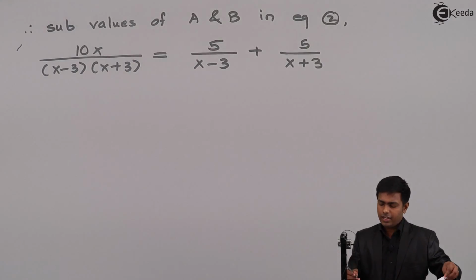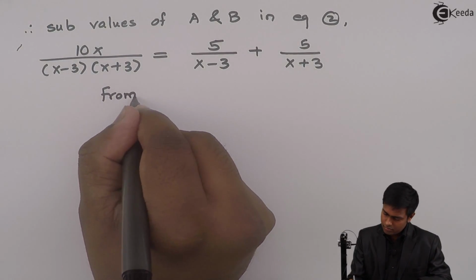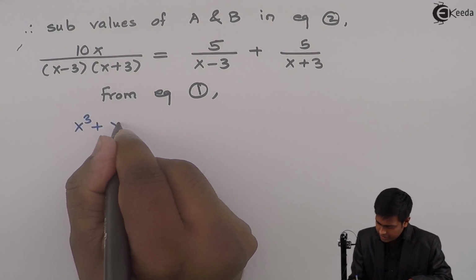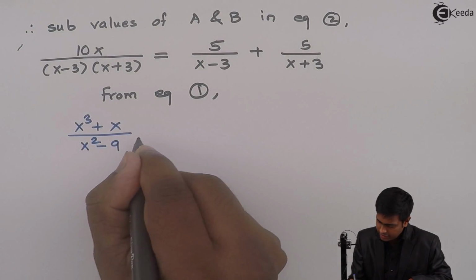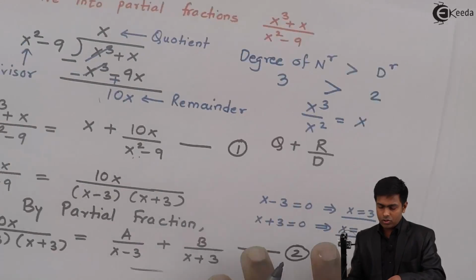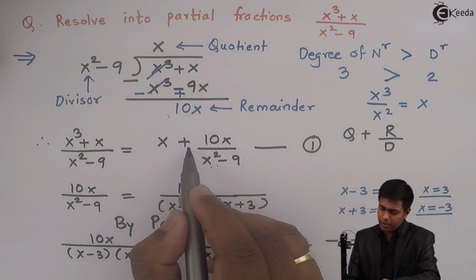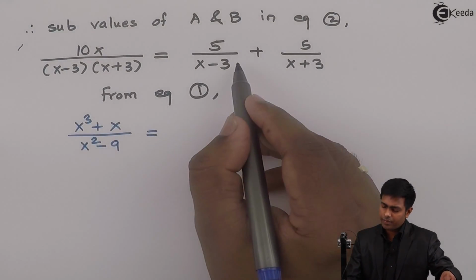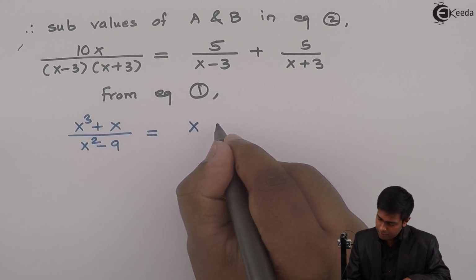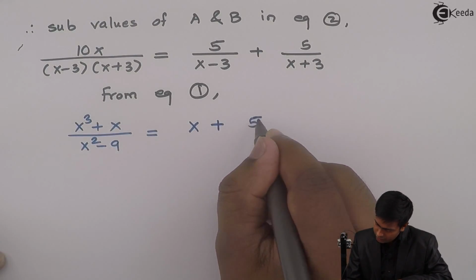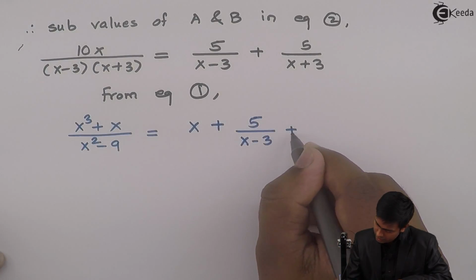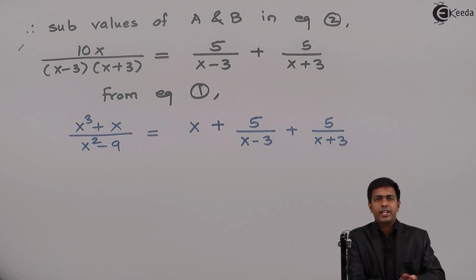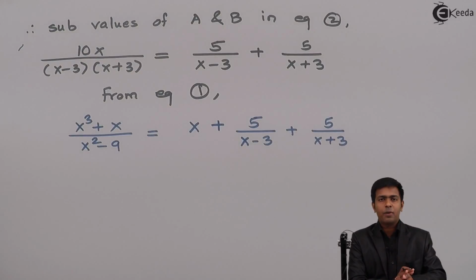So therefore I will say from equation number 1 we will get x cube plus x upon x square minus 9 equal to, so here x as it is plus 10x upon x square minus 9 is nothing but the partial fraction which we got here. So x as it is plus 5 upon x minus 3 plus 5 upon x plus 3, and this is the partial fraction of x cube plus x upon x square minus 9.